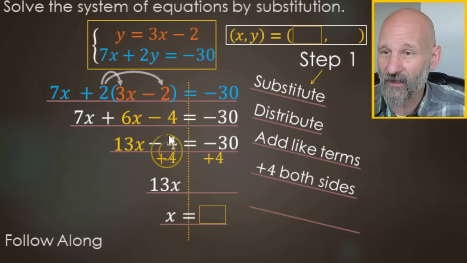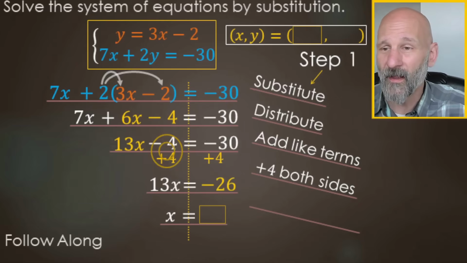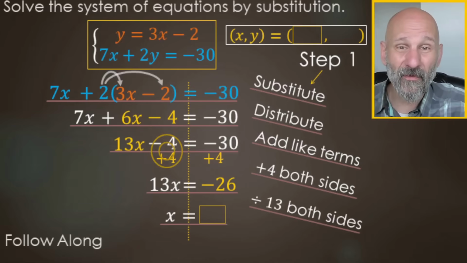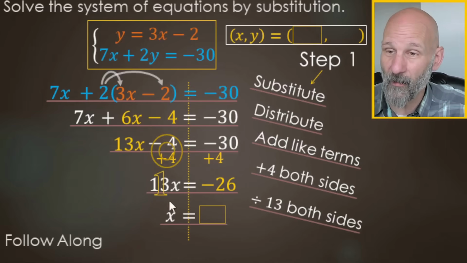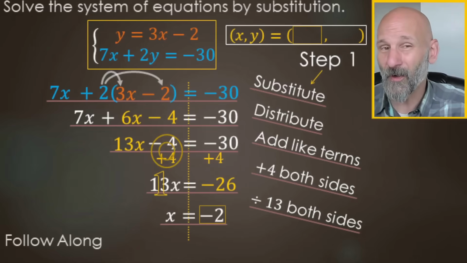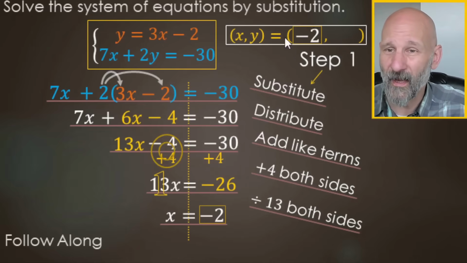Now we have 13x plus 0 4s equals, and then negative 30 plus 4, that's going to make a negative 26. Next up, divide by 13 on both sides. So 13 divided by 13 is 1x right there. And then negative divided by a positive is going to be negative. 26 divided by 13 makes 2. So negative 2 is going to be what x equals. So boom. X is negative 2.